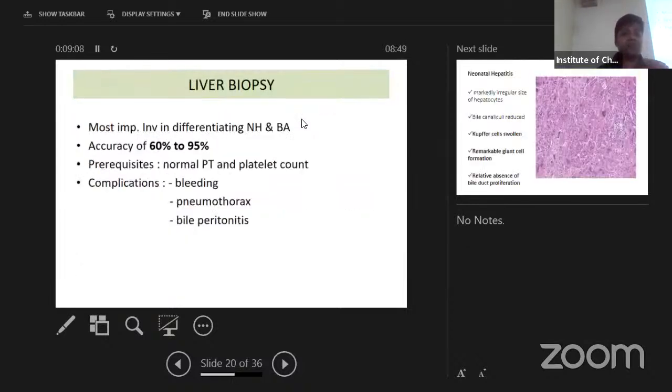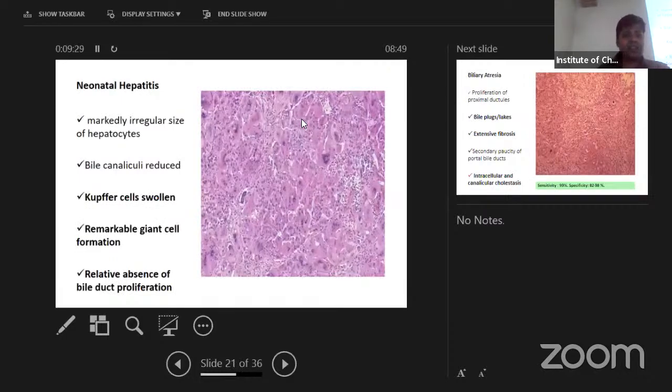Liver biopsy. It is the most important investigation in differentiating neonatal hepatitis and biliary atresia. Accuracy is 60% to 95%. The prerequisite is normal prothrombin time and platelet count. And the complications are bleeding, pneumothorax, and bile peritonitis. Neonatal hepatitis. This is the histopathology slide of neonatal hepatitis, which shows markedly irregular size of hepatocytes, bile canaliculi reduced, Kupffer cells swollen, remarkable giant cell formations, and relative absence of bile duct proliferation.